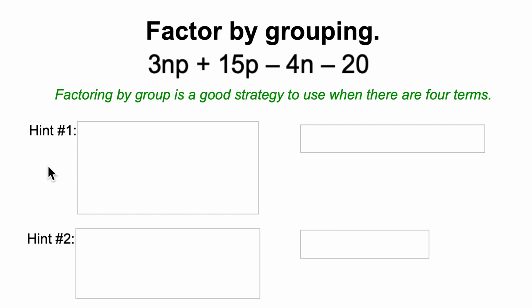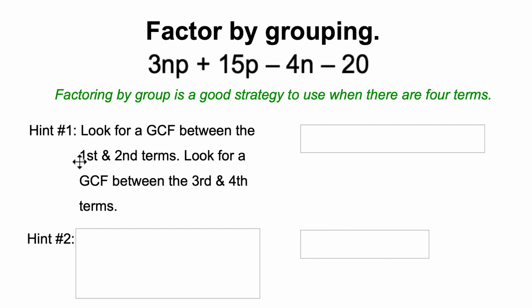Hint number 1. You want to look for a GCF, which is greatest common factor, between the first and the second terms. You will also look for a GCF between the third and the fourth terms. So go ahead and look at the first and second terms, 3np plus 15p. Try to find a GCF between those two terms. Look at your third term, negative 4n, and the fourth term, negative 20, and find a GCF between these two terms.